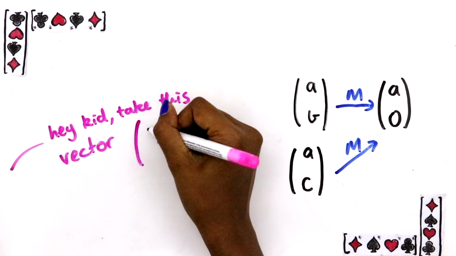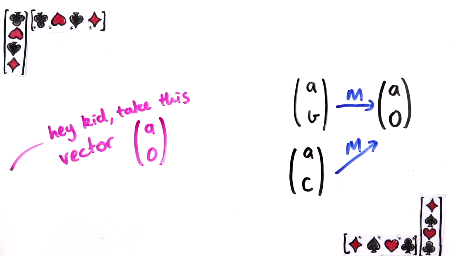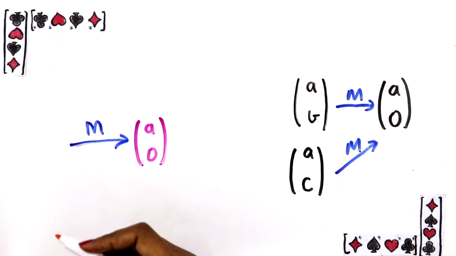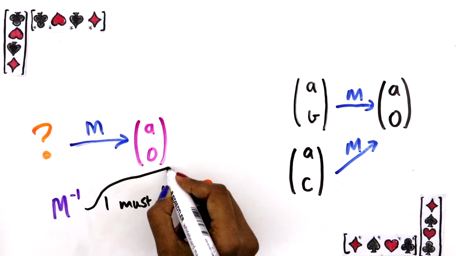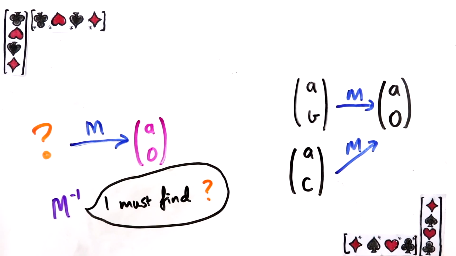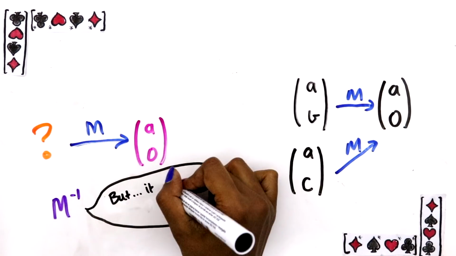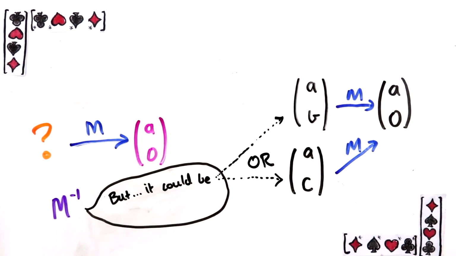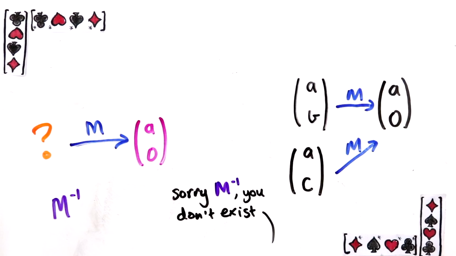Say someone gives you this vector and says it comes from applying the matrix to some unknown vector, and you need to find what that unknown vector was. This is the task that's given to the inverse matrix. But clearly here, our vector could have come from either one of these two vectors. So we can't say which was the original one. Since we can't undo the matrix, the inverse doesn't exist.